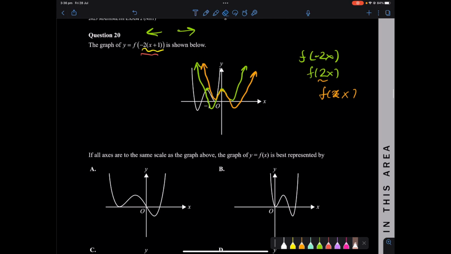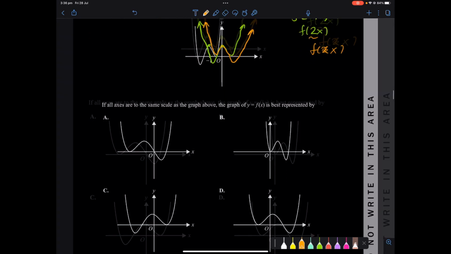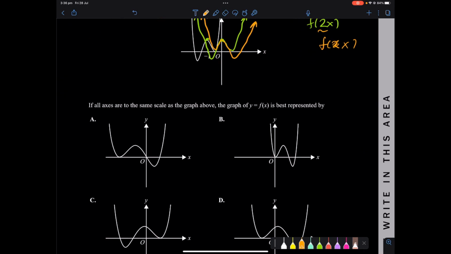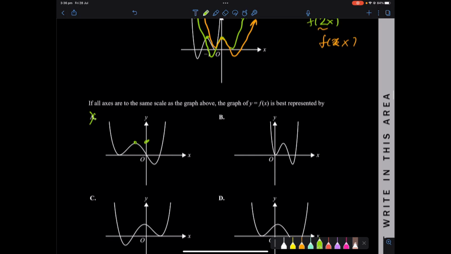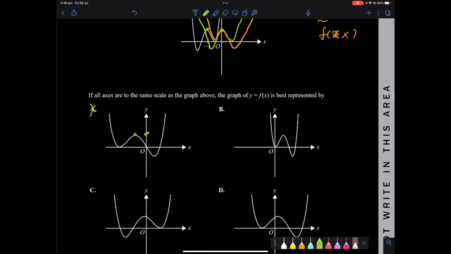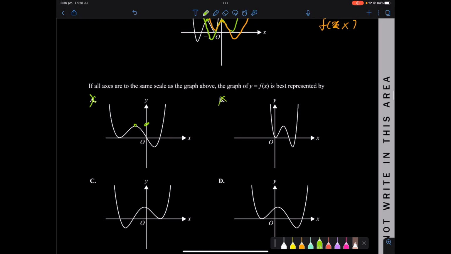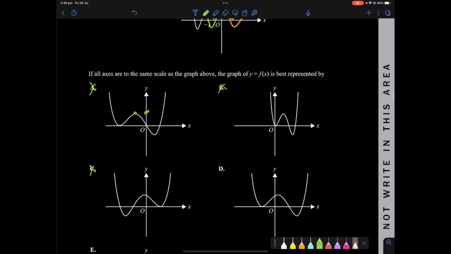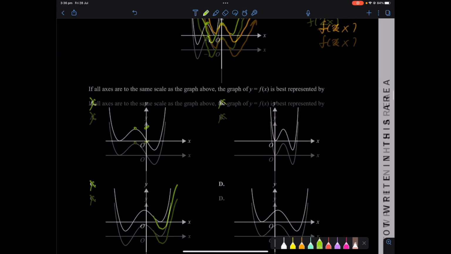So this is our graph right now, the orange graph. Let's look at which ones look similar. Let's look at A first. Okay, wrong, because this value here is supposed to be over here. This one also wrong. This one also wrong, because this is supposed to be like that, like our one.